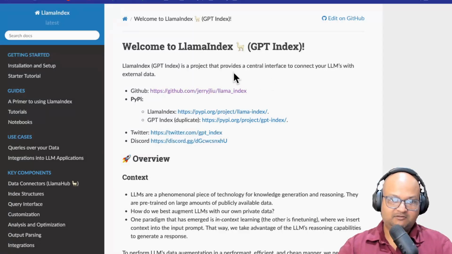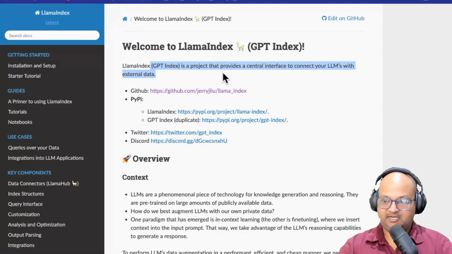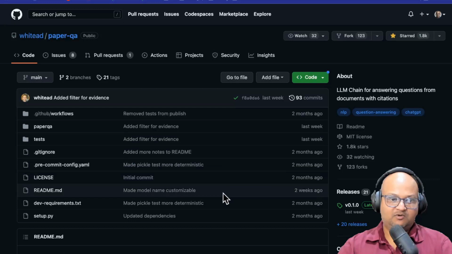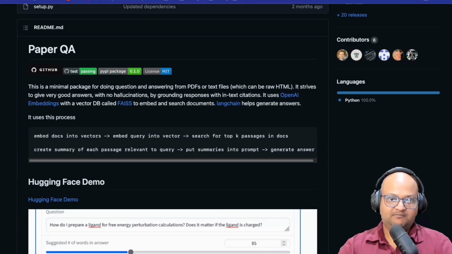So by now there have been a few systems that do search and indexing on your own private corpus, but use LLMs in the mix. They use LLMs to synthesize answers to queries on your own corpus, a corpus that was not in the training set of these LLMs like GPT-3. One example of this is Llama Index or GPT Index. Another one is Paper QA.